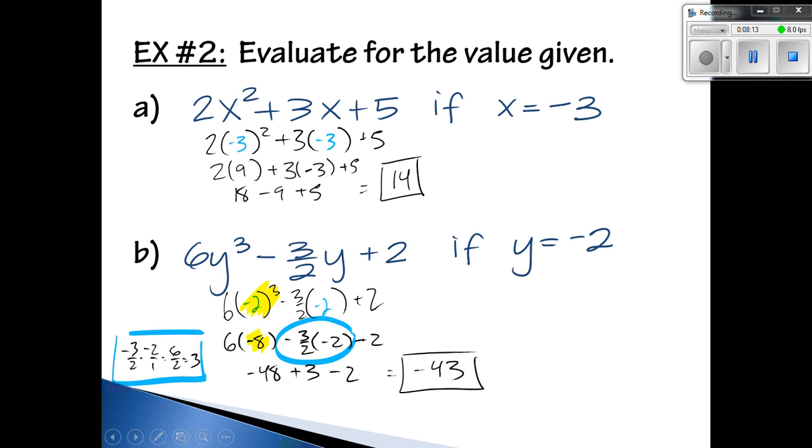Oh, I'm sorry. Do you guys see where I made the mistake? Yeah, that should have been a +2. Yes, yell at me, Mr. Grice. +2. That's why it's -43.